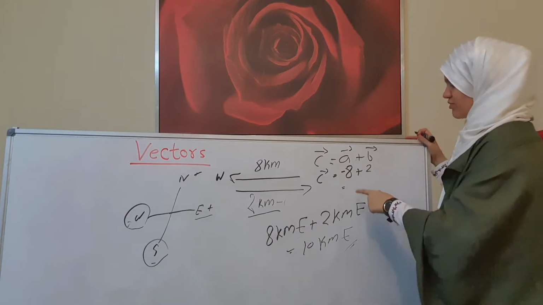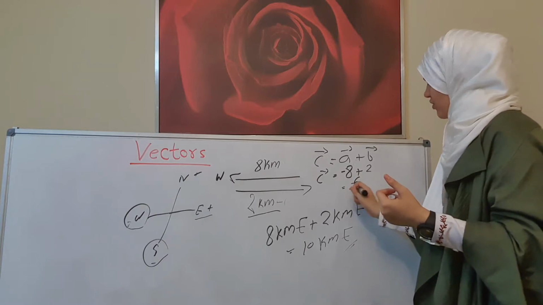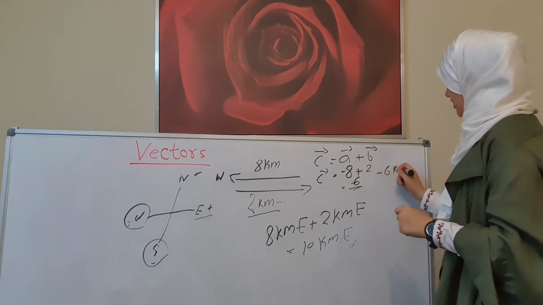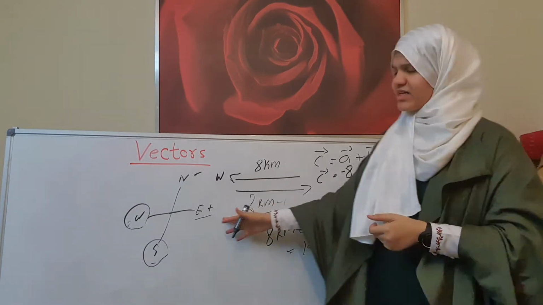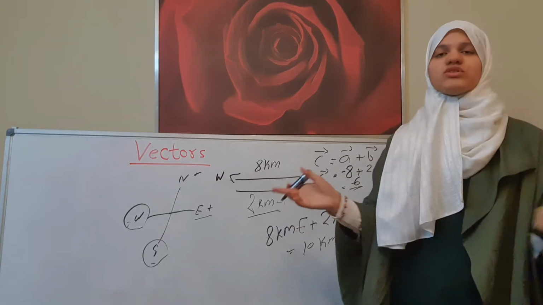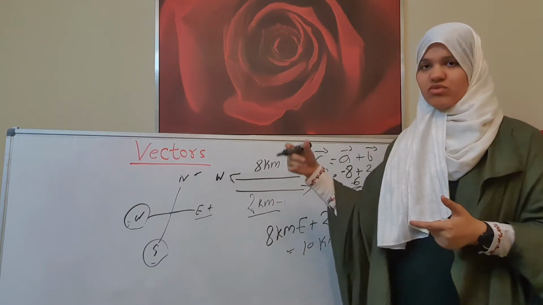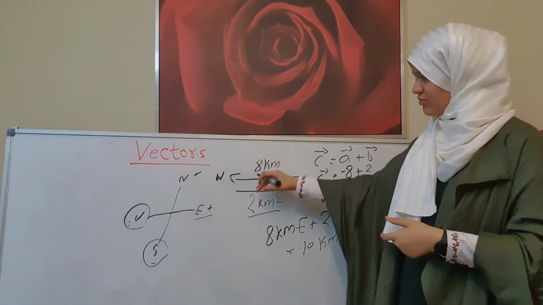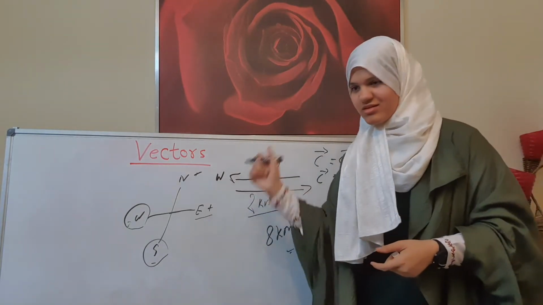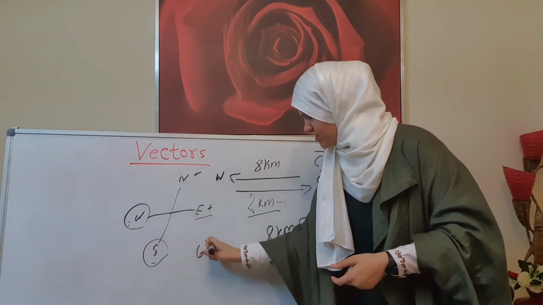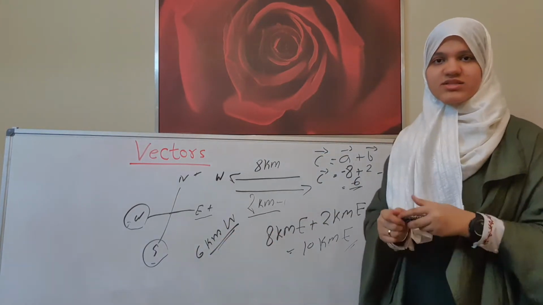So what is the final answer? It will be negative 6 kilometer. Now what do we write, east or west? Of course, we write west. Why? Because it is the bigger number, and we write the direction of the bigger number. So we have negative 6, we can cut the negative and write 6 kilometer west. This is the final answer for this question.